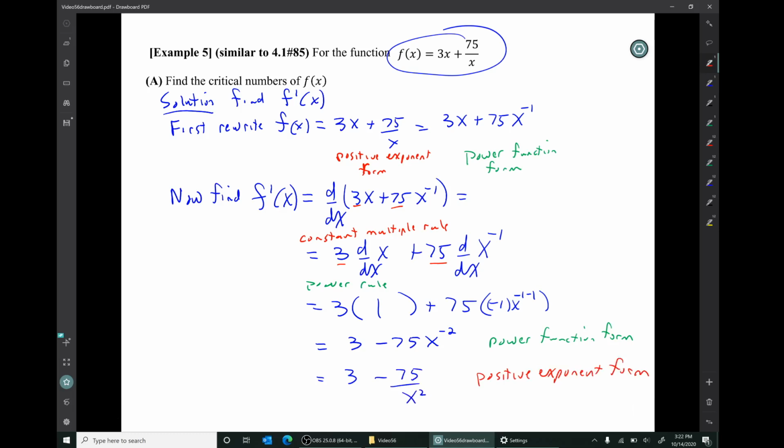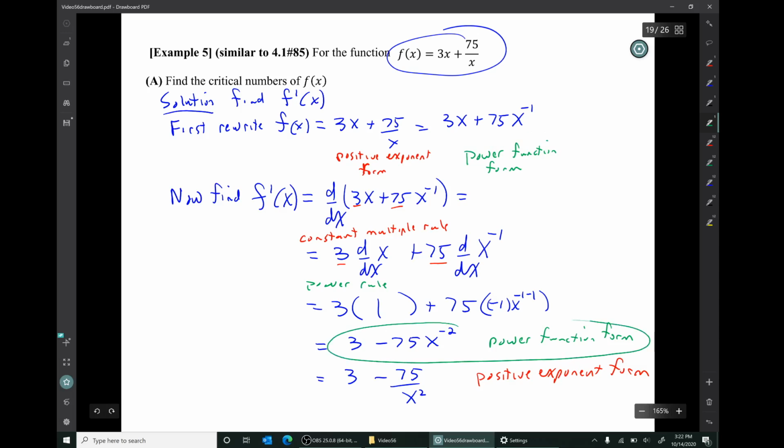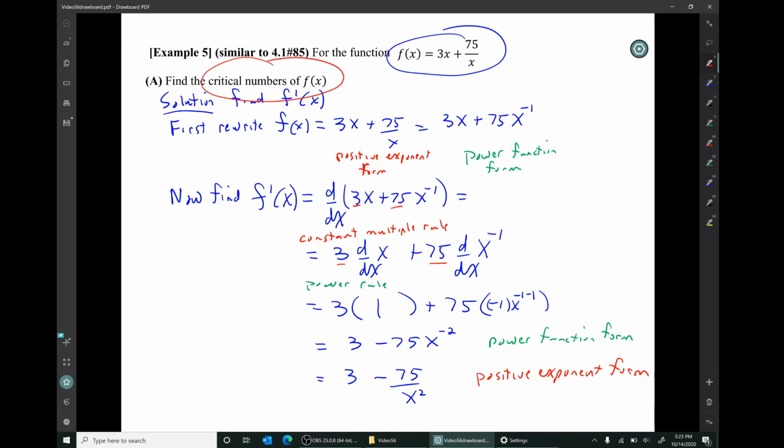So there's our derivative calculation. Notice the first thing we used was the constant multiple rule. Then we used the power rule. That was why it was useful to have the function in power function form. The result of that is an expression that is in power function form. But once we have the derivative, it's useful for future stuff to convert that derivative to positive exponent form. So there's our derivative. Now we have to find the critical numbers for f of x. Let's do that on the next page.